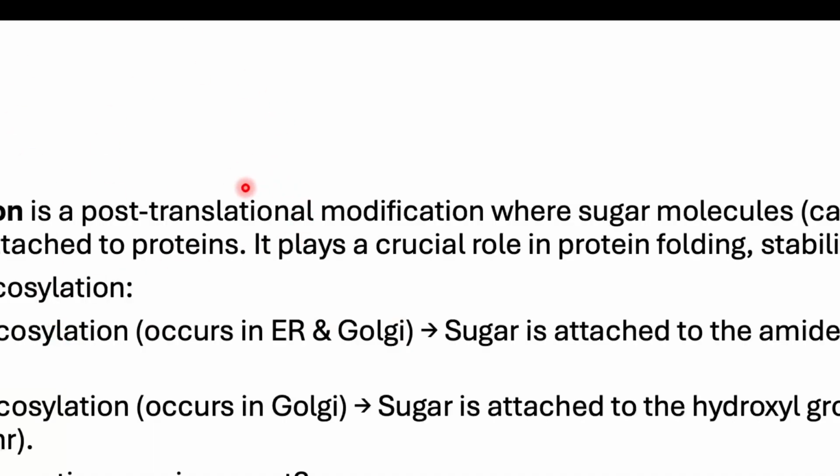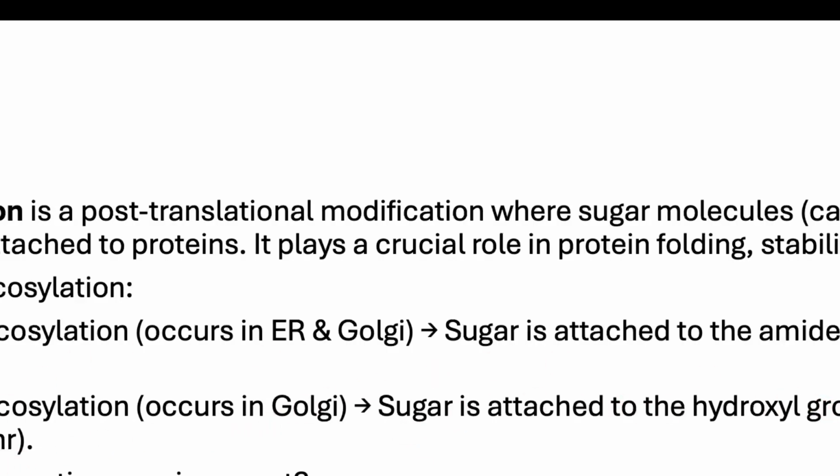So glycosylation is a post-translational modification. After a protein is translated, sugar molecules like carbohydrates are covalently attached to proteins. It plays a crucial role in protein folding, stability, and cell signaling. Now there are many types of glycosylation. N-linked glycosylation: sugar is attached to the amide nitrogen of asparagine. O-linked glycosylation: sugar is attached to the hydroxyl group of serine and threonine.